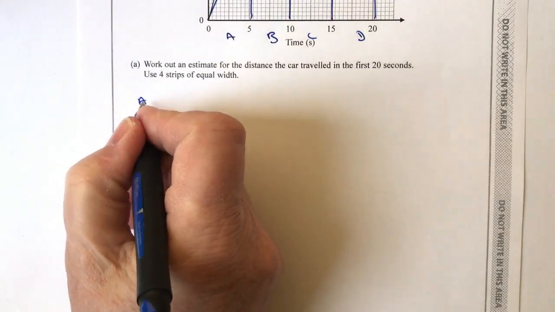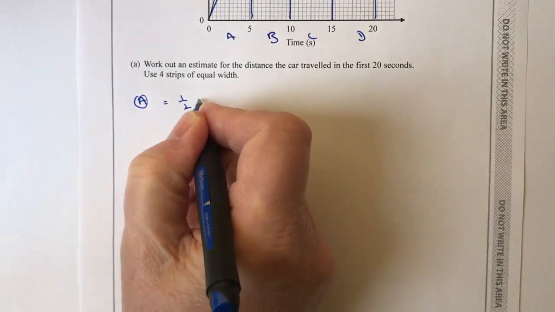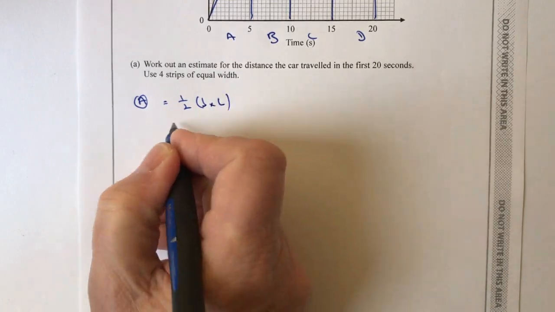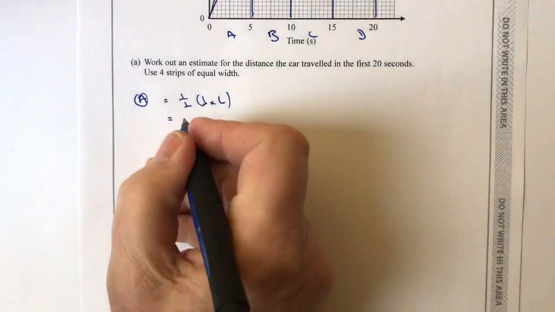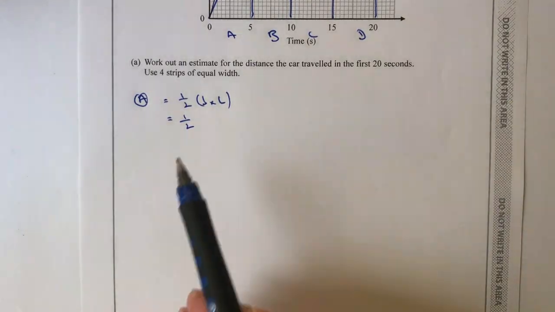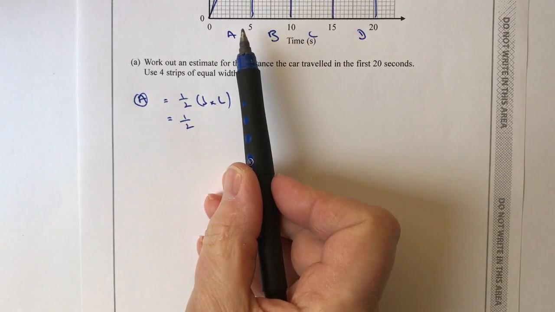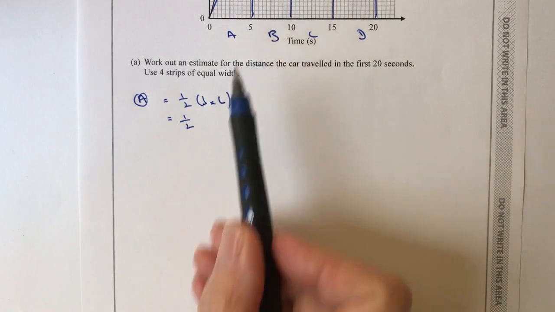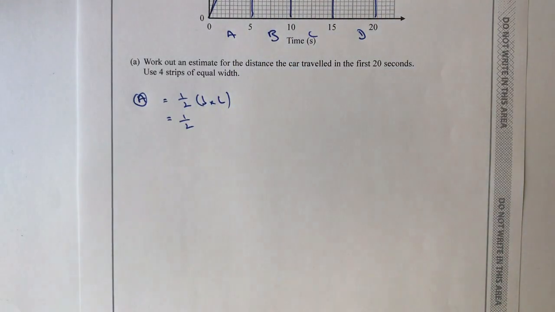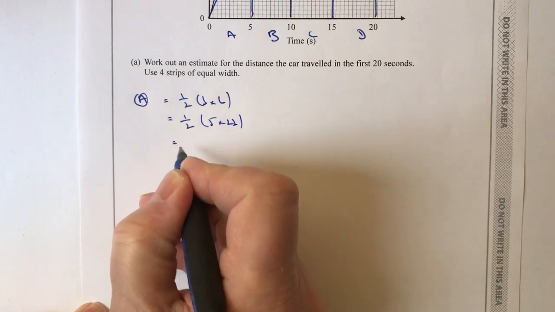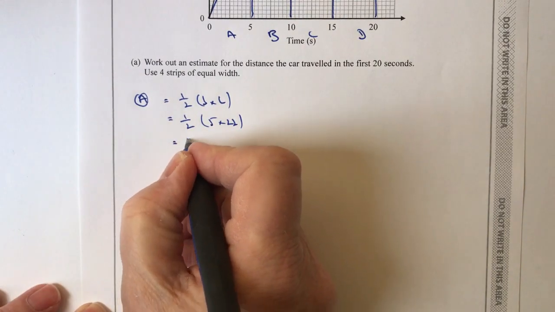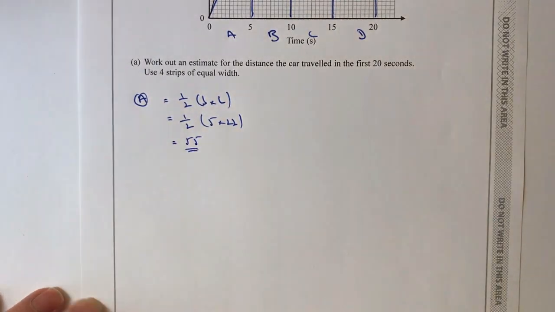A is going to be equal to a half base times height, and again you might have base times height over 2, which is perfectly fine, not a problem at all. So I've got a half. Now the base value is going to be 5 and the height value from the chart itself is going to be 22, so it's going to be 5 times 22. Pop that in your calculator or work it out as mental arithmetic, you should get 55.